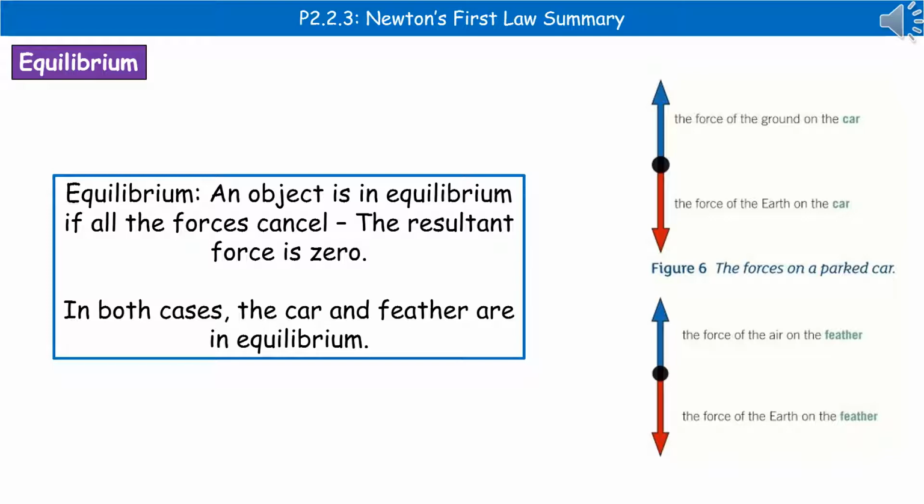So I've given you two examples on the right of the free body diagrams we could see for these. The top one is a car. So we've got the force of the ground on the car upwards and the force of the earth on the car downwards. And those are the same size force in opposite directions. Therefore, resultant force is 0. Same thing with the feather. We've got the force of the air on the feather and the force of the earth on the feather. Again, because those are balanced, they're in equilibrium, so our feather is going to fall at a constant speed.